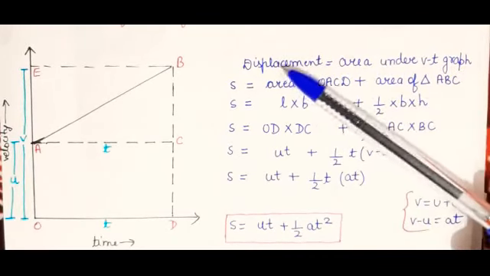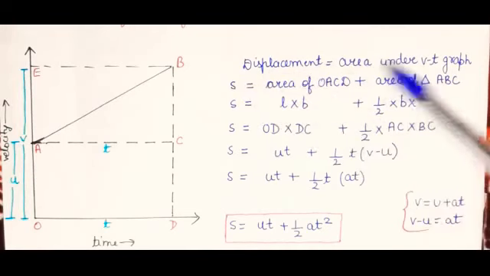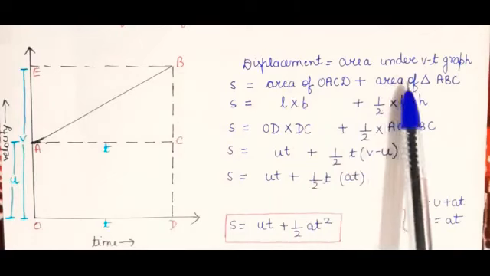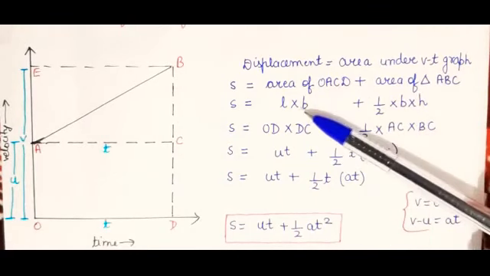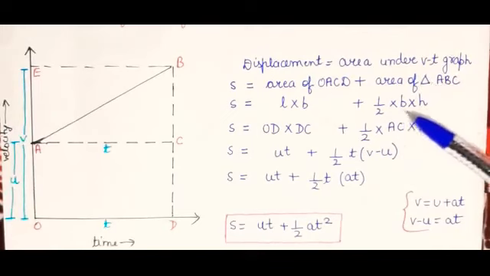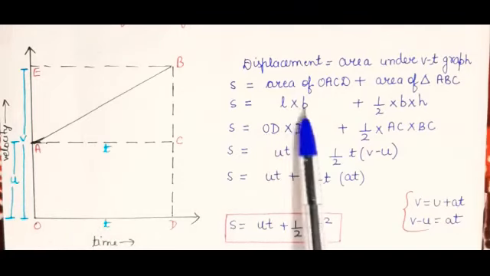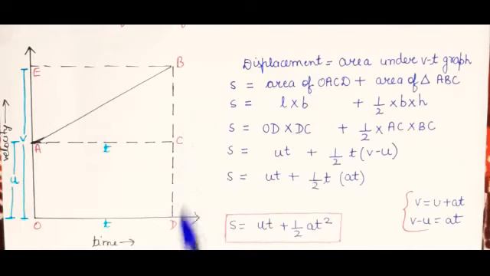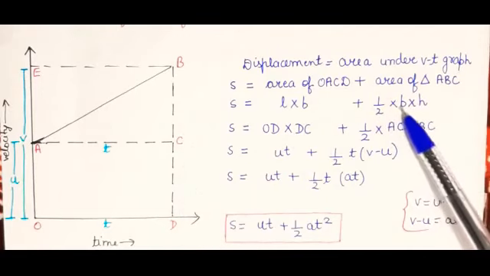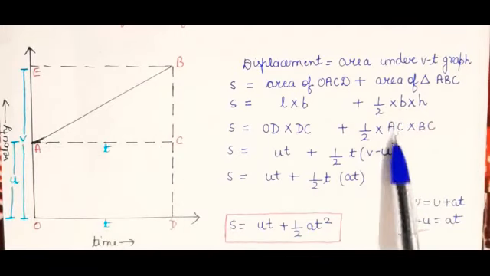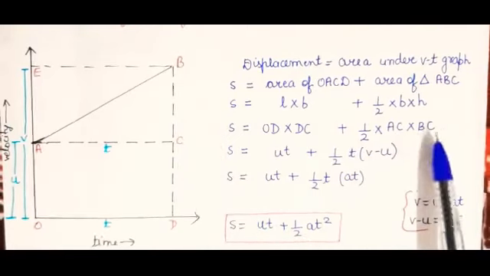Displacement, we represent displacement by S. Now area under VT graph is area of OACD plus area of triangle ABC. Now what is the area of rectangle? Length into breadth. And what is the area of triangle? Half into base into height. Now just substitute the values. What is length? OD. What is breadth? CD or DC. Plus half into, what is the base of this triangle ABC? It is AC. Base is AC. And what is height? BC.